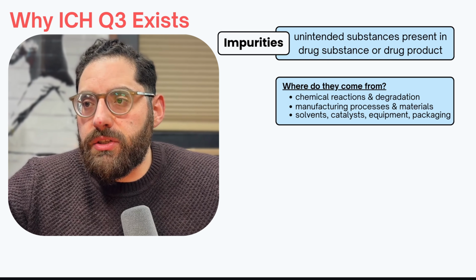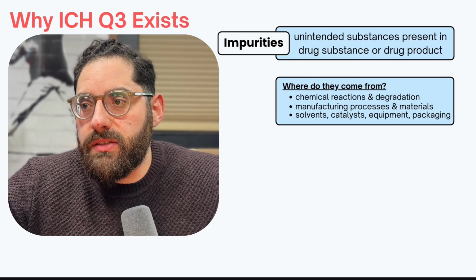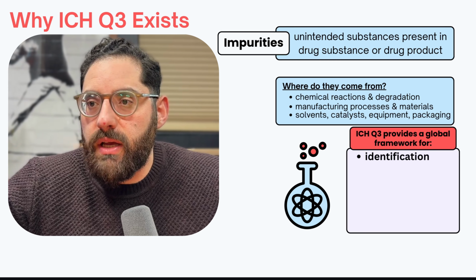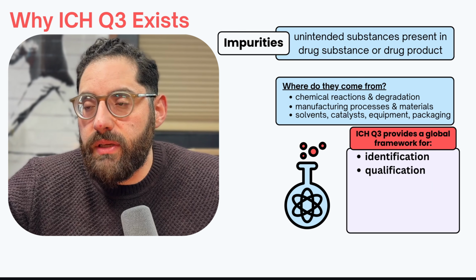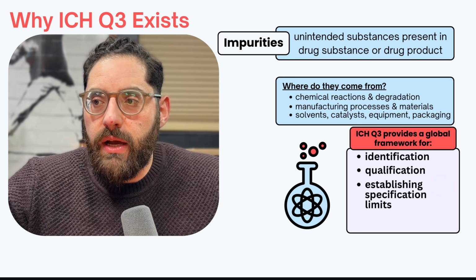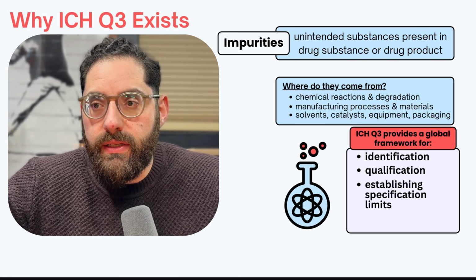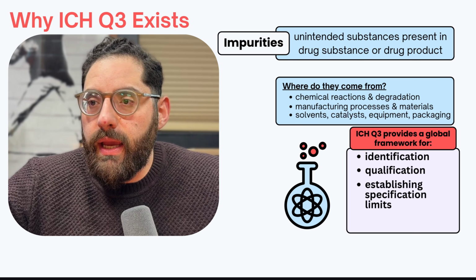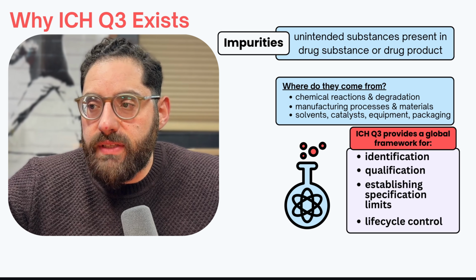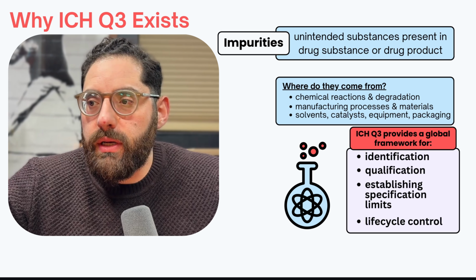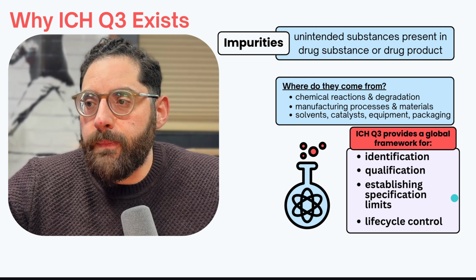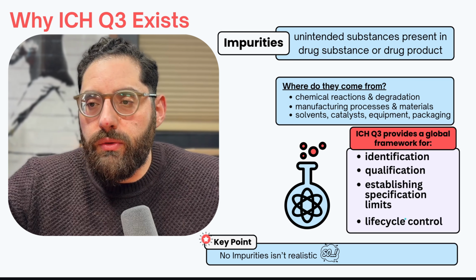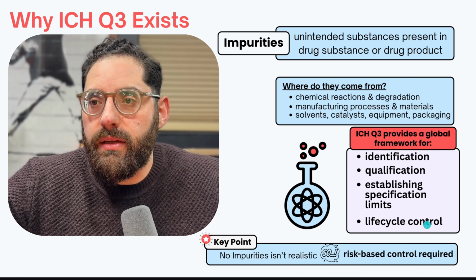And ICH-Q3 was created to harmonize and solve that problem. It covers how you identify impurities. It covers how you qualify your product from a safety point of view. It covers how you establish the appropriate specification limit for when those impurities show up. And it covers the life cycle control over impurities throughout your product life cycle. In other words, no impurities isn't realistic, and therefore you need to have a risk-based control plan in place.